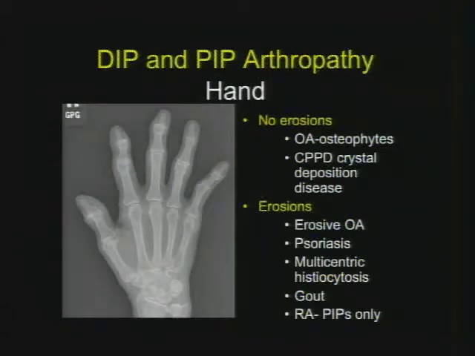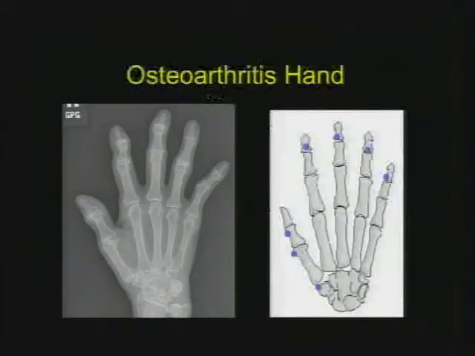And we look at the types of erosions we're dealing with and the age of the patient. Multicentric histiocytosis, we'll go over that one. Very rare, but definitely something to think about. Gout has special erosions, and with RA, the good thing to remember is that only the PIPs are involved. You don't usually see RA involving the DIPs. Very helpful in my own practice, I have to say that.